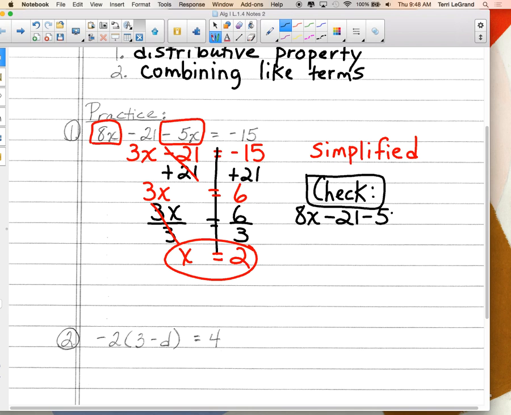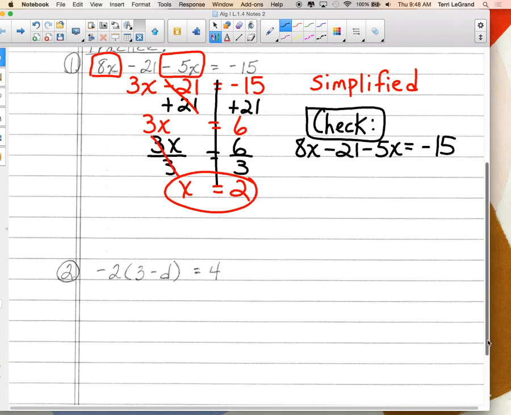So we're going to write down the equation, please. Because I'm going to be pretty fussy about these check problems that you understand. They're useless if we don't know how to use them. So every place we see an x, what are we going to sub in? 2. So we have 8 times 2 minus 21 minus 5 times 2 equal to negative 15.